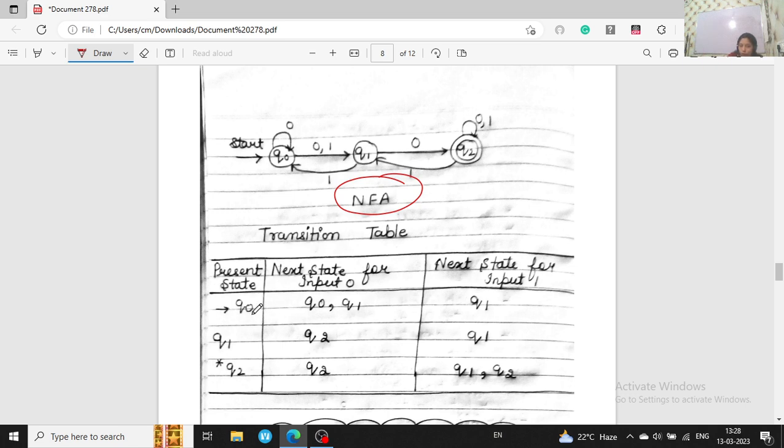Now the transition table. Start from Q0, and take the input from Q0. Q0 itself accepts 0, and Q1 also accepts 0. On the other side, Q1 also accepts 1 from Q0, and Q1 gives input 0 to Q2, and on the other side Q1 itself accepts 1 from Q2. Q2 with a star is a final state. 0 is accepted by itself, and 1 is accepted by Q1 and Q2.